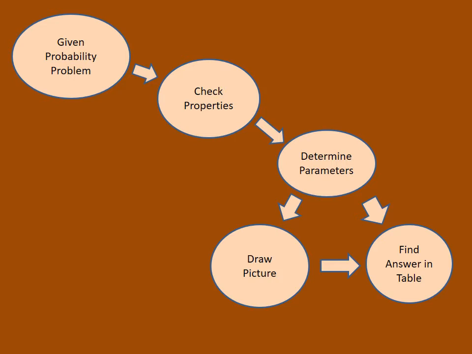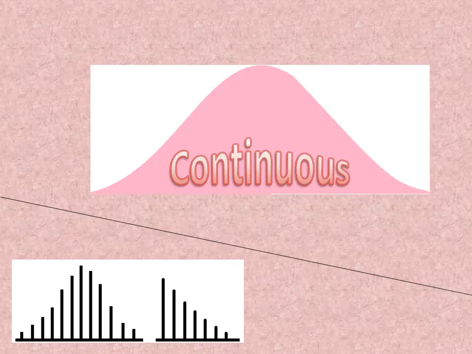The first important property of the normal distribution is that it describes a continuous random variable. The graph of the distribution thus gives a smooth curve. This property distinguishes the normal from the binomial and Poisson distributions, which are discrete.